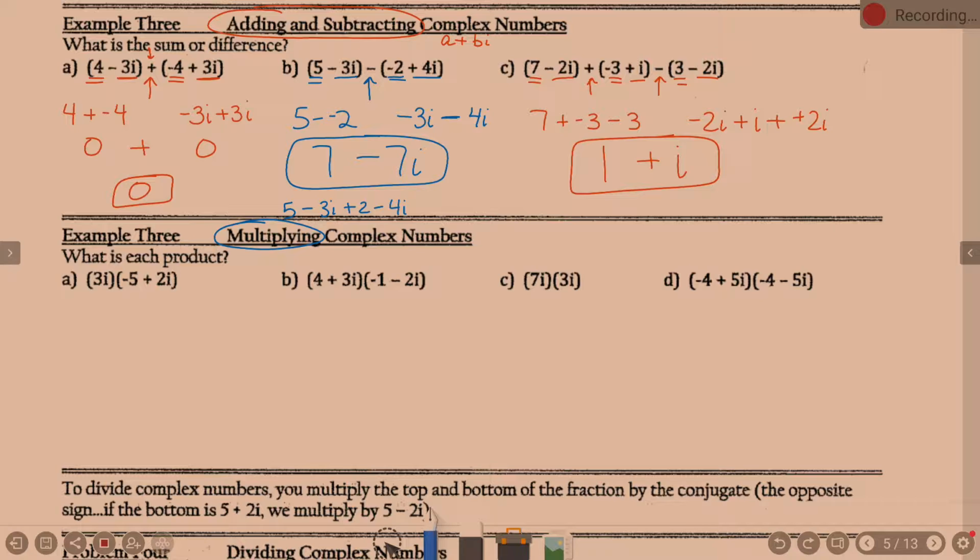Watch. Up above, there are pluses or minuses in between the parentheses, right? That's add and subtract like terms. Down here, they're together. There's no pluses or minuses in between them. So we are multiplying. Okay? So we're multiplying these complex numbers. Thoughts on A, because we've got several different things happening here. Thoughts on A of how to multiply 3i times negative 5 plus 2i.